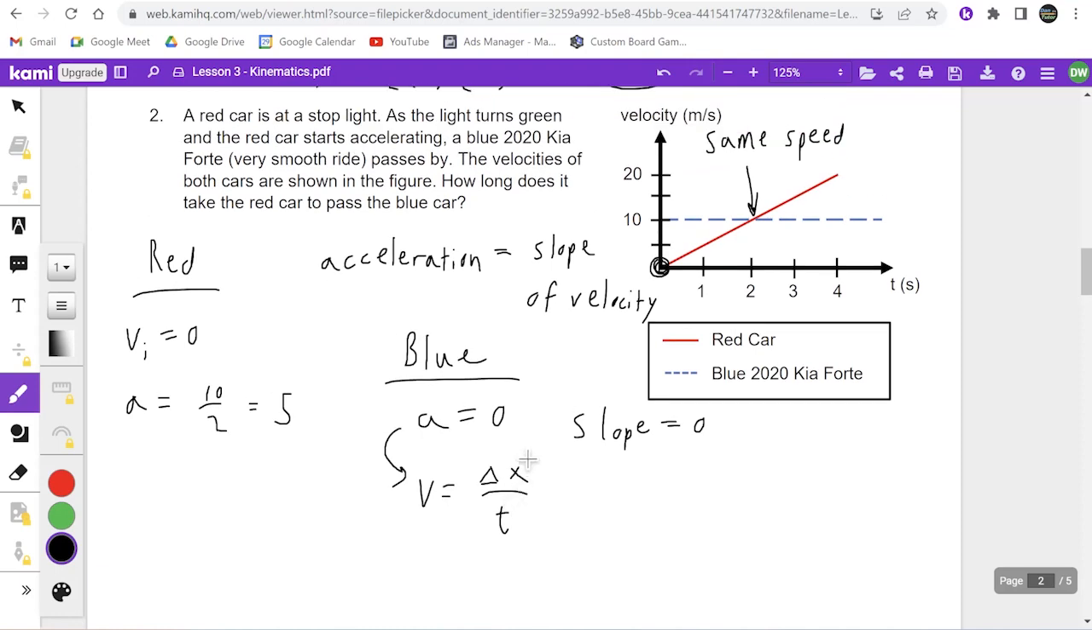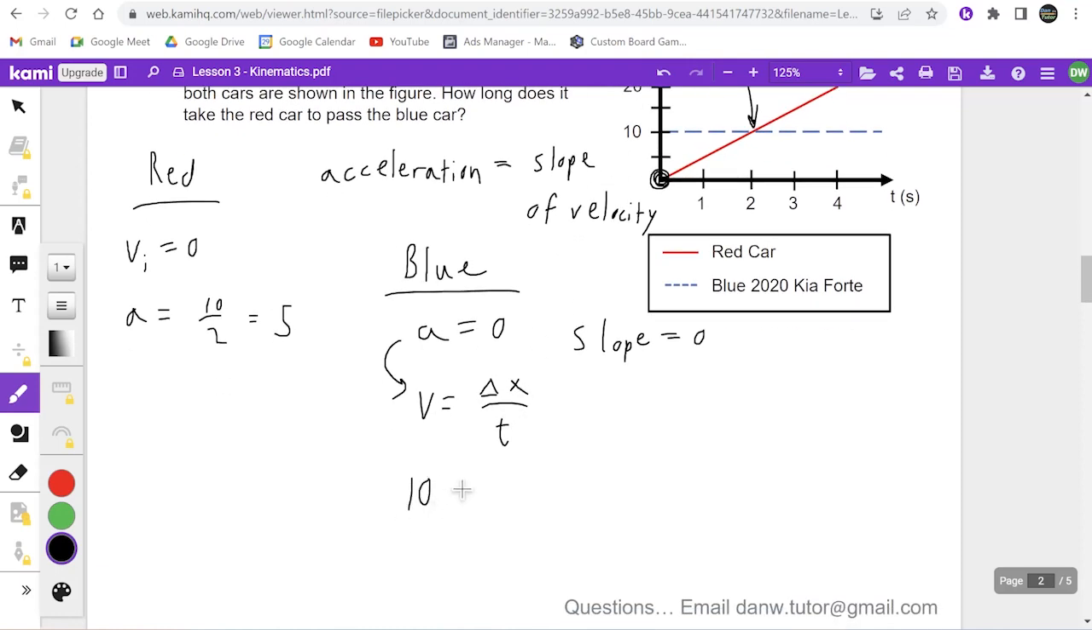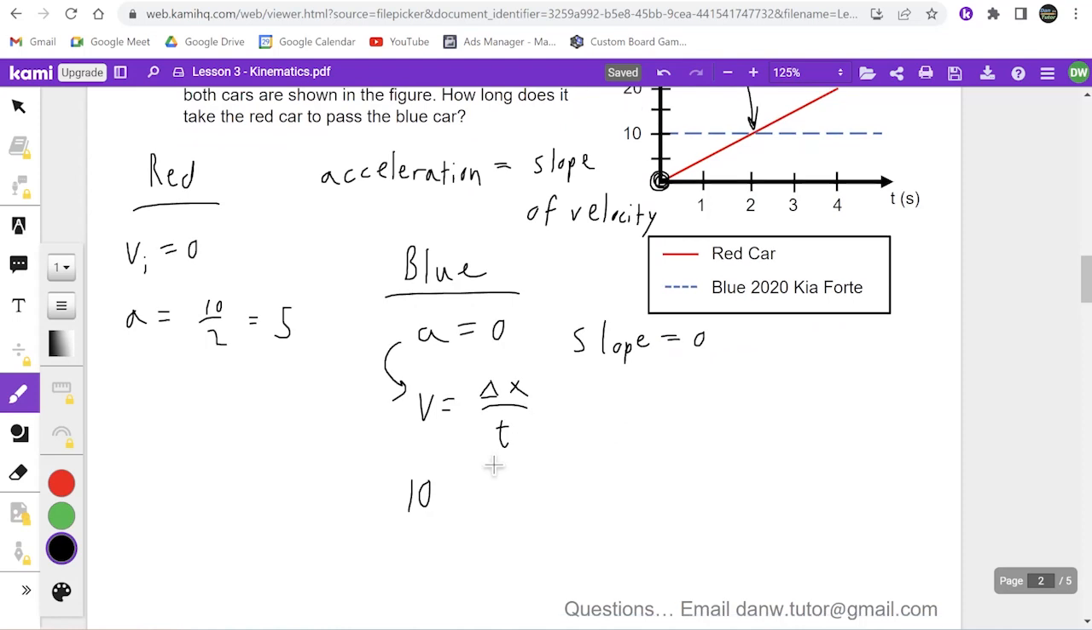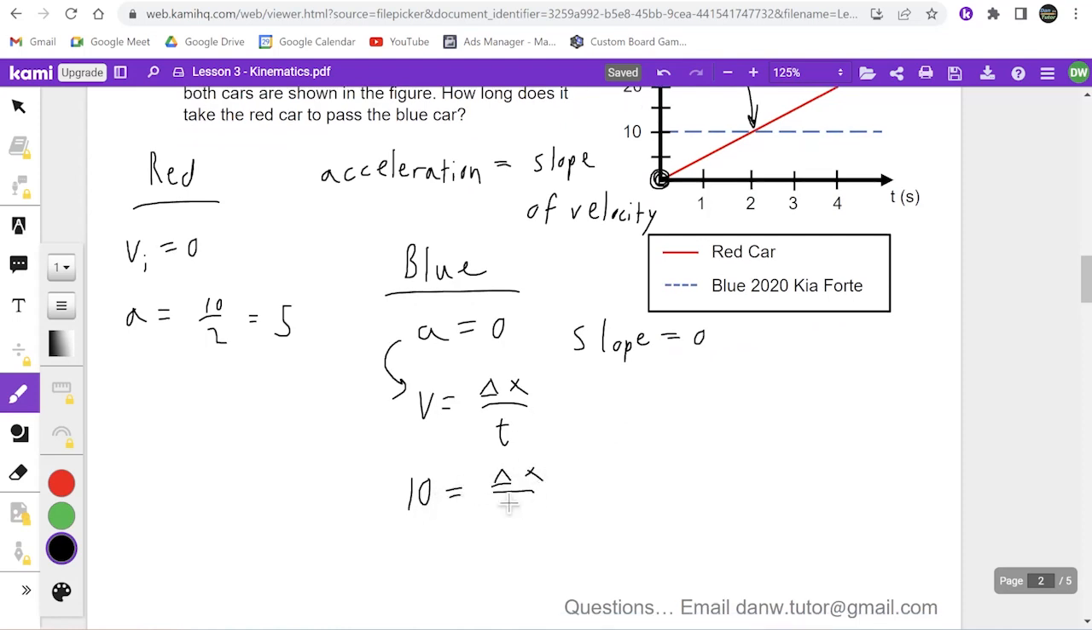So anyways, I do know the velocity. The velocity is 10, because just look at the blue line. It's always at 10. And then delta x, I don't know. And I also don't know t. That's okay. So now I need to have another equation for the red car using the kinematic equations that will solve for delta x and for t. Which equation will that be? I'll show you. It's the equation that does not have v final, because v final is nowhere to be seen. And that is this equation, delta x equals v initial times time plus 1/2 at squared.